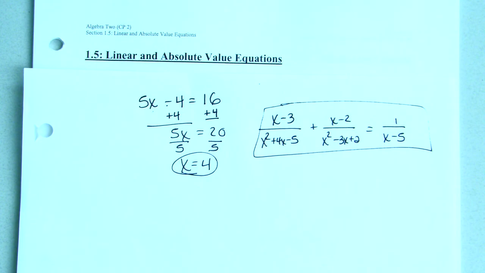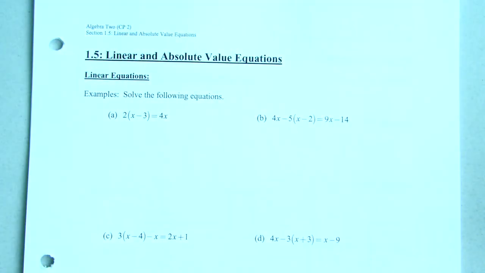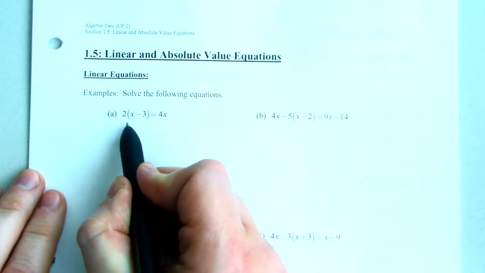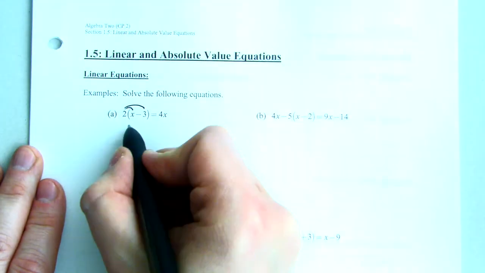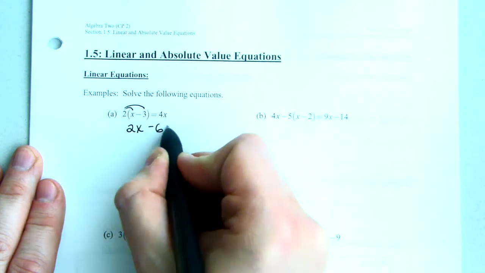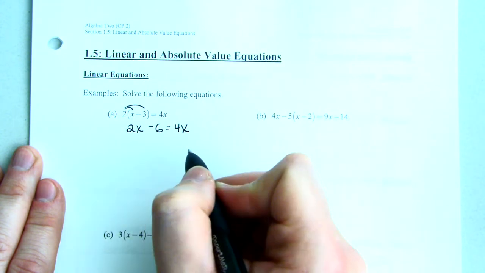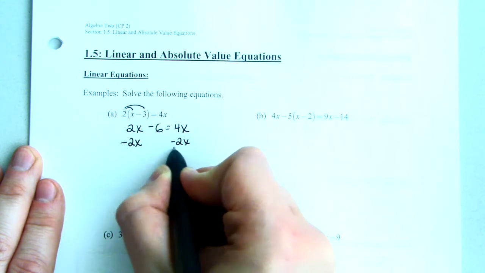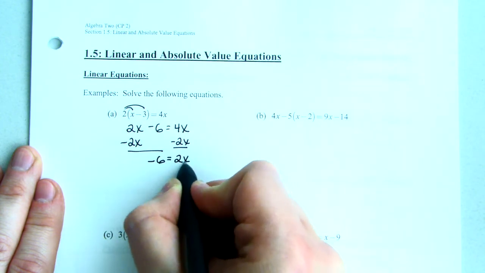So starting from this section, we are going to make a big deal about showing all the algebra and being very particular with what we're doing. In letter A, for example, we want to solve the equation 2 times x minus 3 equals 4x. We'll start by distributing the 2, and we're going to get 2x minus 6 equals 4x. We now need to get the x's on the same side. I need to show subtract 2x, subtract 2x. We're going to get negative 6 equals 2x.